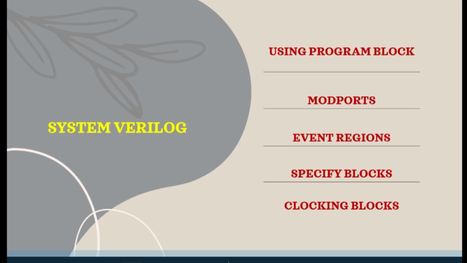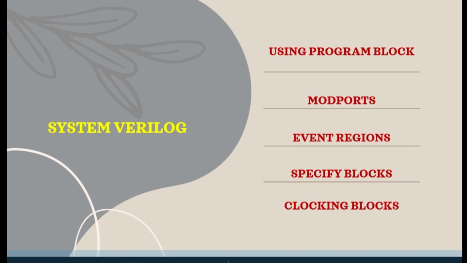And the third thing is event regions. Okay, we have already talked about this in the scheduling semantics video. If you didn't see that video, I have linked it above. You can just click there and check the scheduling semantics after completing this video.